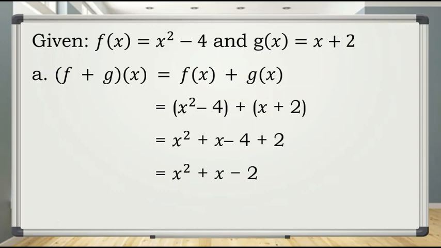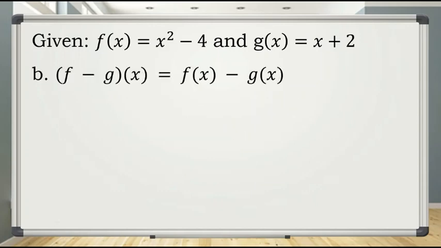So pag sinasamahin na natin yung magkakatulad na variable or term, so we have x squared plus x since different terms naman yan. And the same terms are negative 4 and positive 2. So yun lang ang isi-simplify natin. So we have x squared plus x and negative 2. F minus g of x.